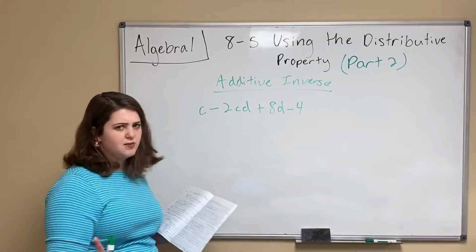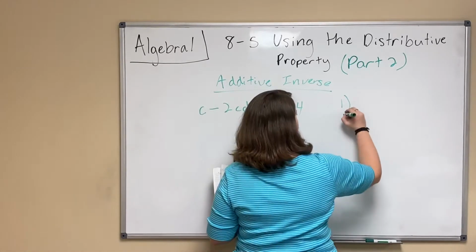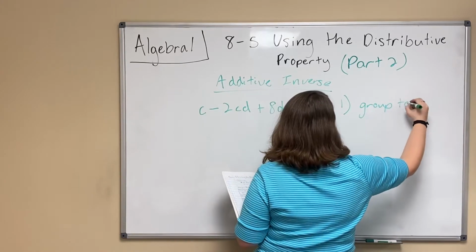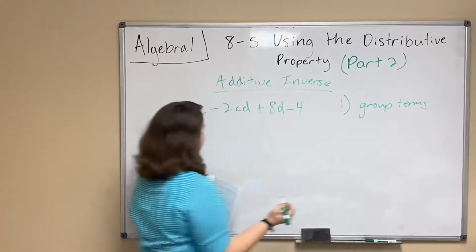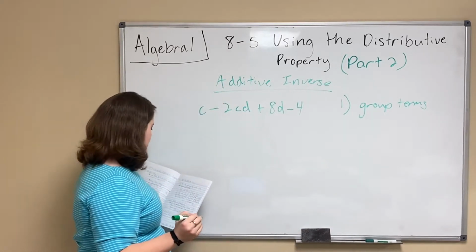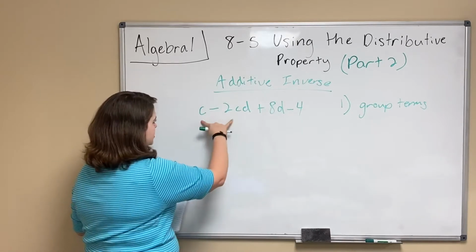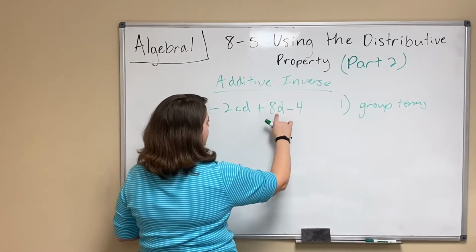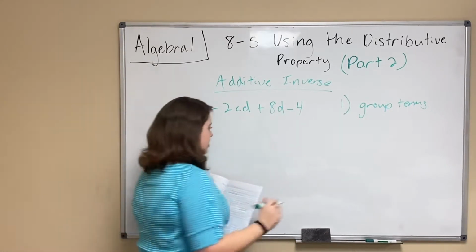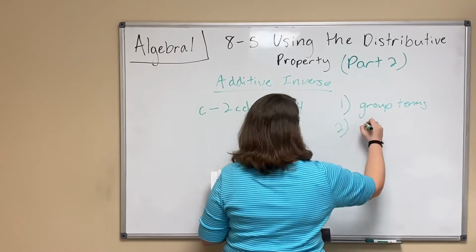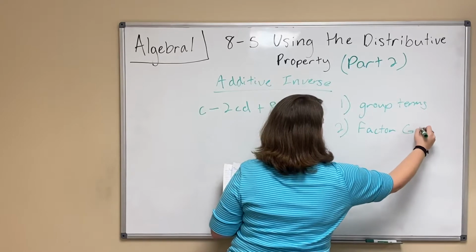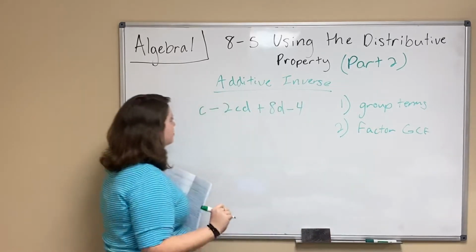Now we're going to do the same thing that we did yesterday. Our step 1, group terms. Now here it looks like they're already pretty well grouped because I've got my c's together, and both 8d and negative 4 can be divided by 4. So that step's already done. Then step 2 is going to be factoring our greatest common factors out, just like before.